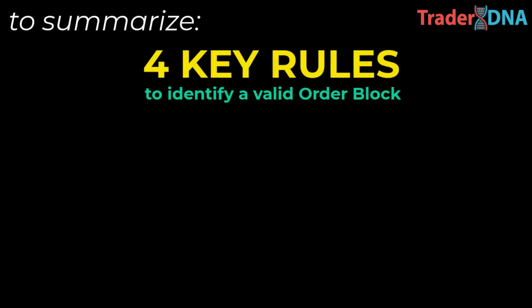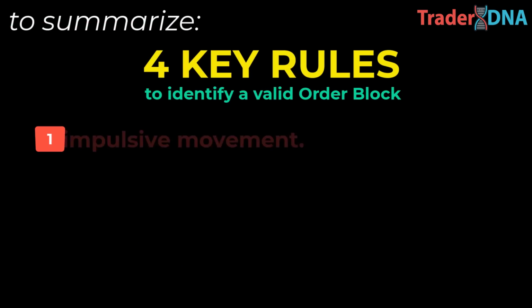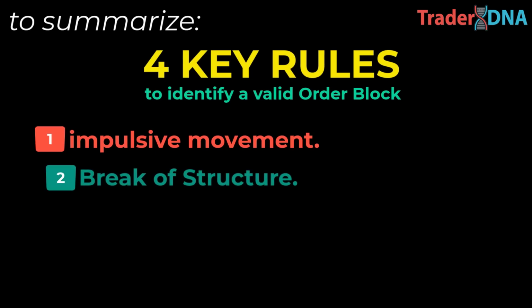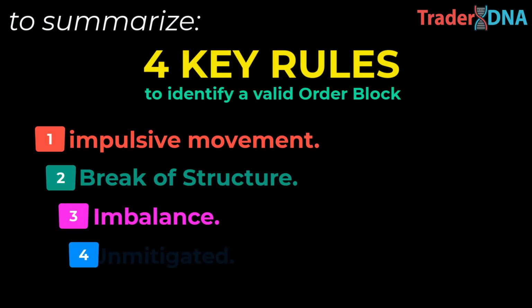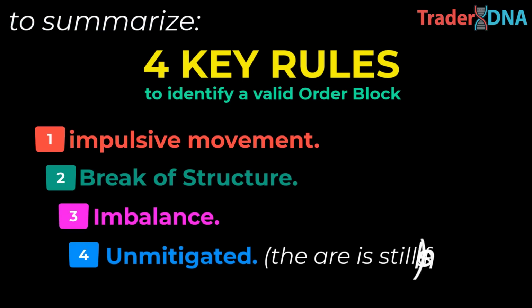Now to summarize, these are the 4 key rules you need to remember when identifying a valid order block. 1. The price creates an impulsive movement. 2. There is a clear break of structure. 3. An area of imbalance is present. 4. The order block is unmitigated, or in other words, the area is still fresh. However, remember that there will be days when the order block fails, and that's why it's essential to always apply proper risk management and remain consistent with your strategy.